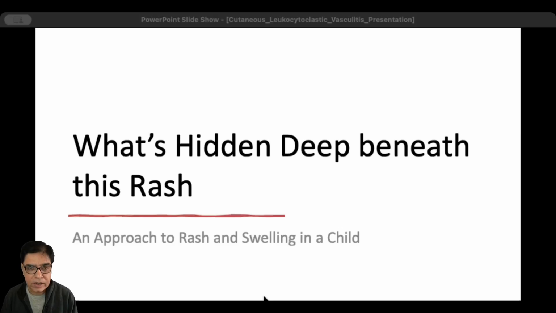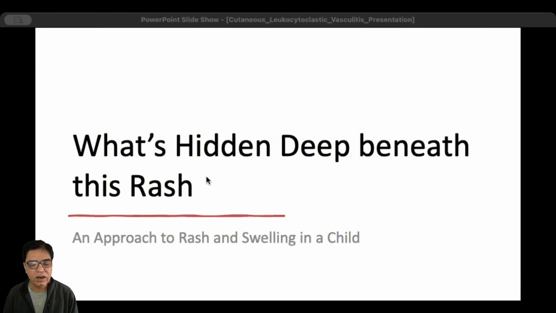So I will not disclose the case basically. That's why I've given a caption which makes you scratch your head: what's hidden deep beneath this rash. So we are going to discuss a pediatric case which presented with a rash and a swelling. We will be discussing how this child presented, what the clinical features were, how we dealt with it, what it eventually turned out to be, and what the different differentials are which have to be kept in mind when dealing with these types of cases.